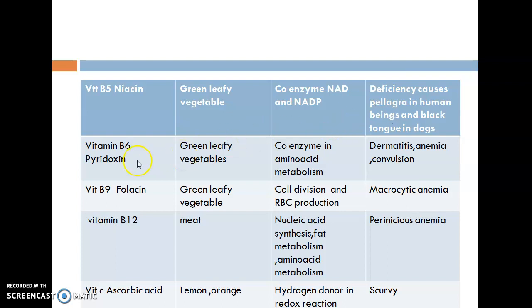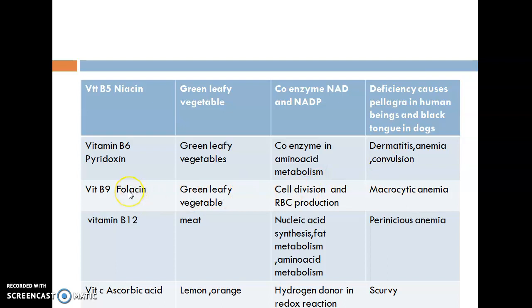And vitamin B6 or pyridoxine, it's a phosphorylated form of niacin. It serves as a coenzyme in amino acid metabolism and gluconeogenesis. Gluconeogenesis is production of glucose from amino acids or fatty acids. And it is involved in the synthesis of hemoglobin, myoglobin, cytochromes. Deficiency causes dermatitis, anemia, and convulsions. Convulsions is sudden movement of the body.